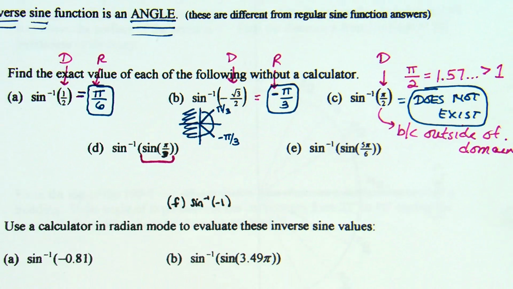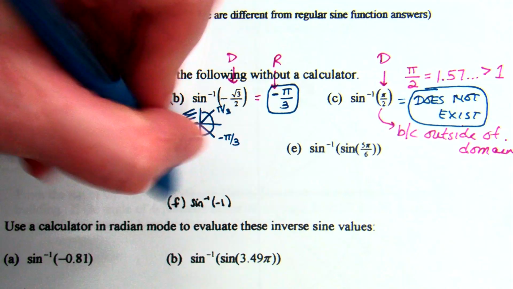Okay, so sine of pi over 3. Notice, is that sine inverse? No, it's just sine of pi over 3. You have your chart? Or do you have it in your brain? What is the sine of pi over 3? Square root of 3 over 2. So what do I replace sine of pi over 3 with? Square root of 3 over 2.